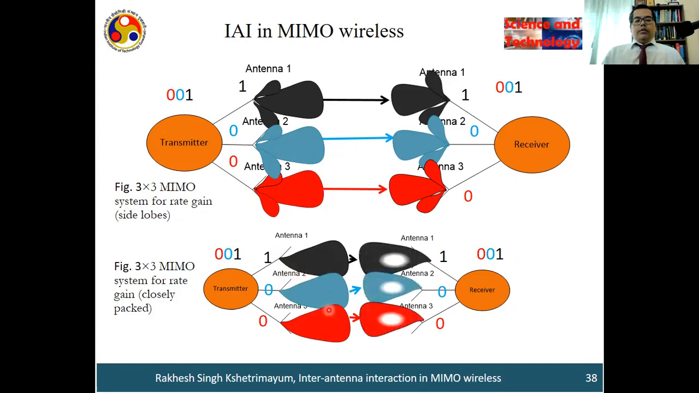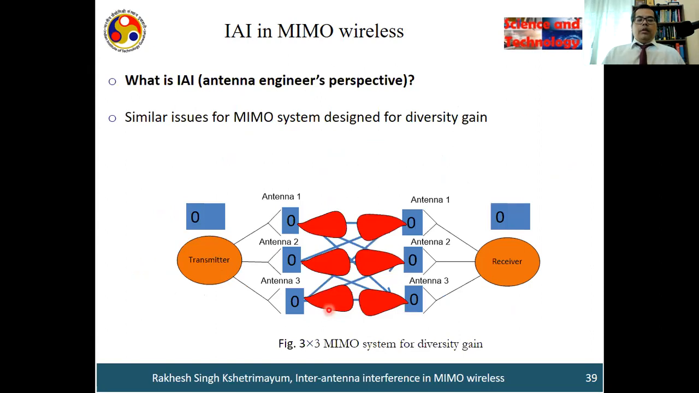So the rate gain is going to decrease. This inter-antenna interaction is an unwanted situation. We want to avoid that. Even for diversity gain, all the paths will no longer be independent. Your diversity gain is also going to be affected. The rate in data transmission is going to decrease, which is an unwanted situation.